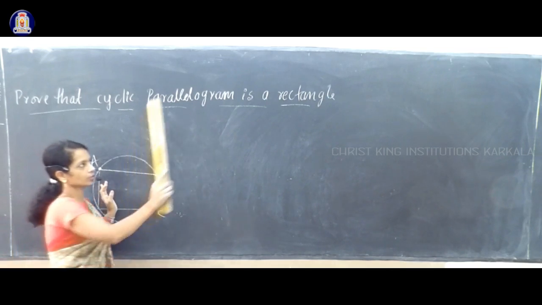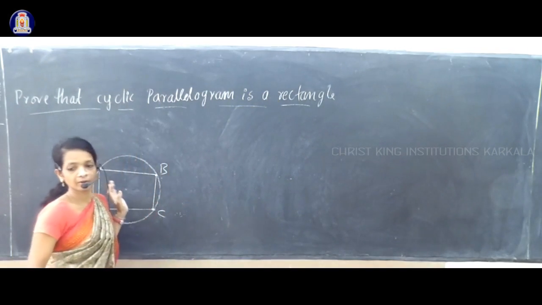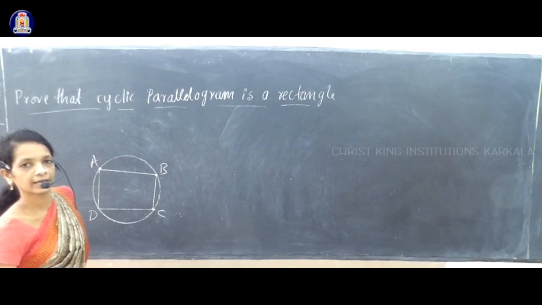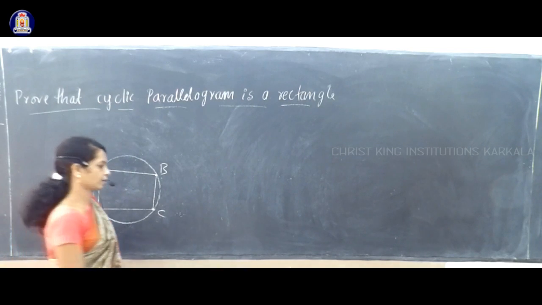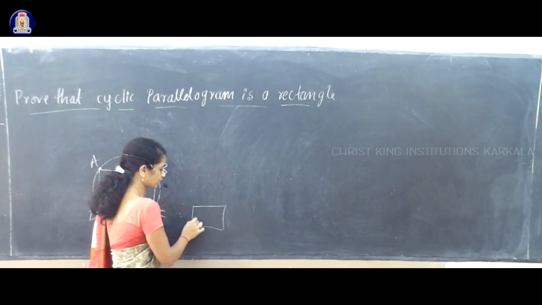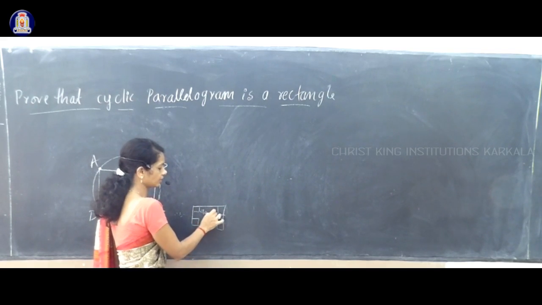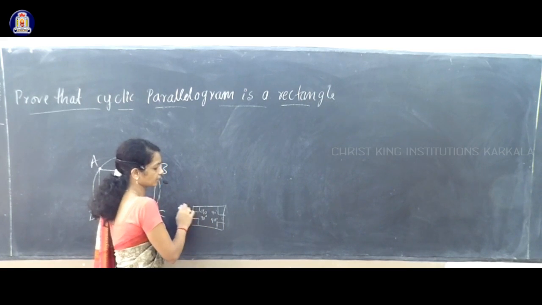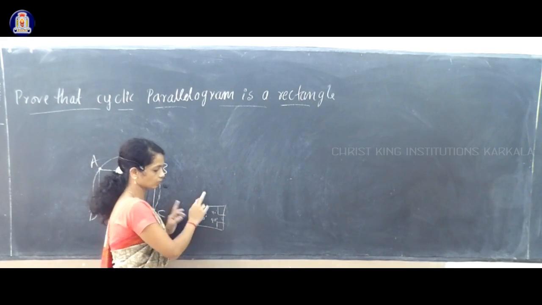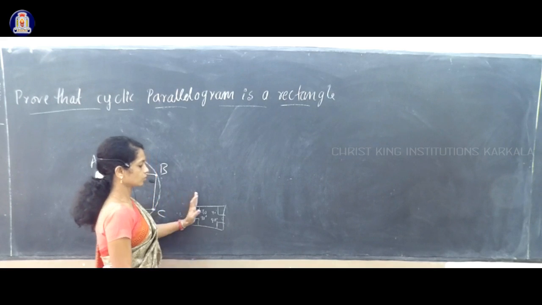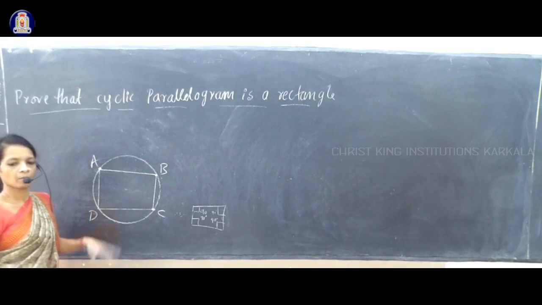What you have to prove? That it is a rectangle. When a parallelogram becomes a rectangle, you know the definition of a rectangle. What is the speciality of a rectangle? Each angle in a rectangle is 90 degrees. If each angle in a quadrilateral is 90 degrees, that proves that the quadrilateral is a rectangle. So that you have to prove now for this parallelogram.